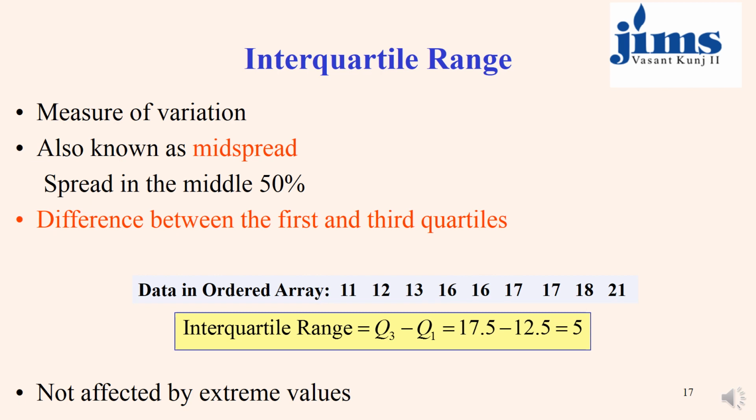Now the interquartile range is represented as Q3 minus Q1, that is called the interquartile range. Third quartile minus first quartile. You have to find the third quartile, that we found as 17.5 in the previous question, that is equal to 17.5 is the third quartile, and the first quartile is 12.5, that is equal to 12.5. Interquartile range is 17.5 minus 12.5.